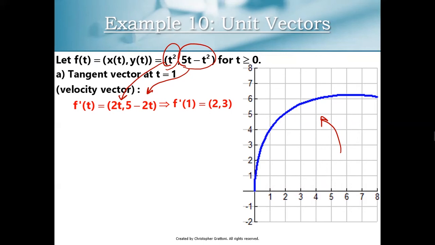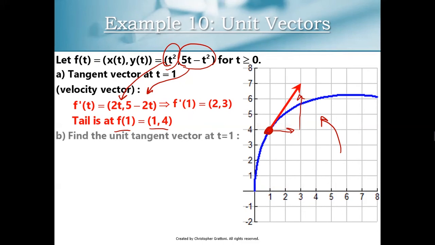Now, if I want to plot that vector 2, comma, 3, I better figure out where on that curve I should be putting the vector 2, 3. So the tail of that vector is going to be at f of 1, the position of the particle at time 1, which is 1, 4. So I'm going to go to the point 1, 4 on the curve, and then I'm going to plot the vector 2, 3. And you guys can see right here, this vector goes right 2 and up 3 to make that happen. And it looks like a tangent vector to that curve.